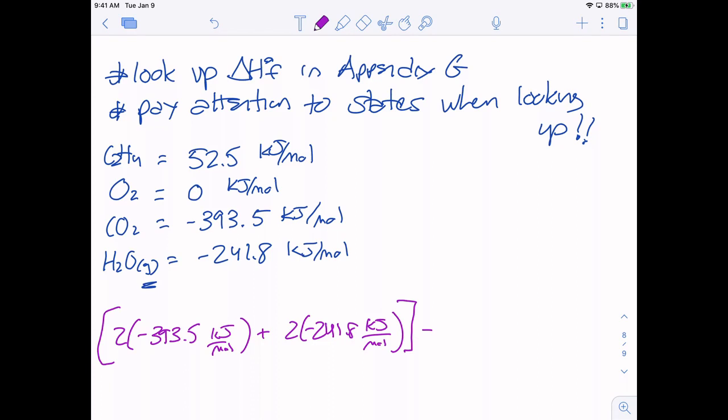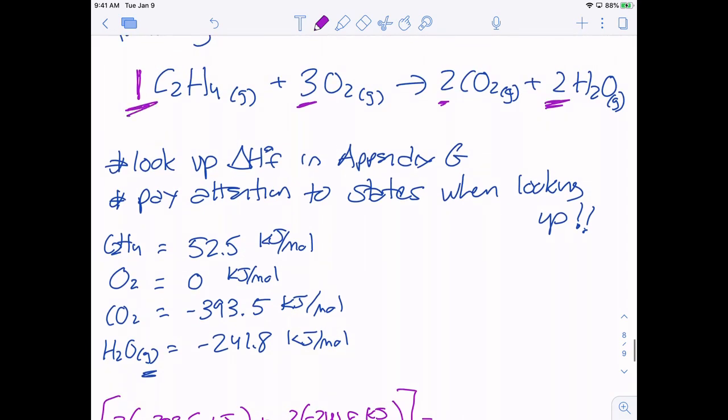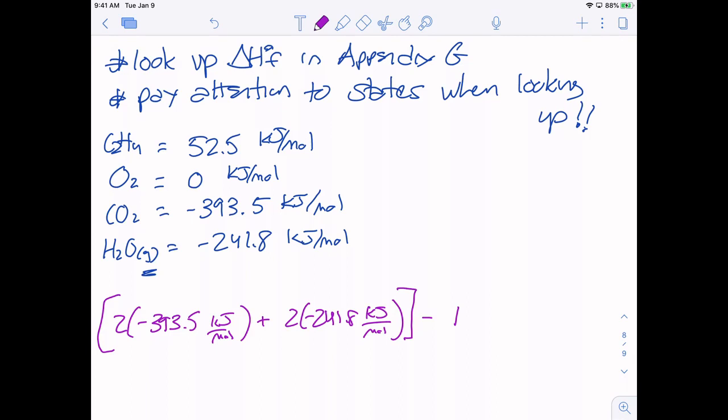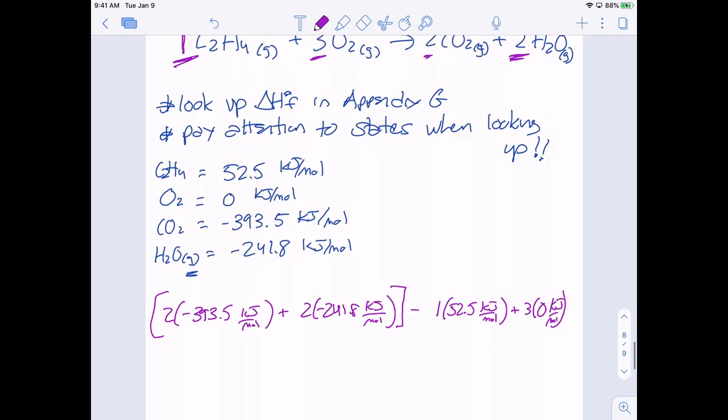And then from that, I'm going to subtract 1, because I have 1 mole, so 52.5 kilojoules per mole. And anything times 0 is just going to be 0, but I am going to add it here just so you can see. If you have one where it's not 1, I don't want you to skip it. I want you to see that it's the sum of all of them. So I'm going to throw the 0 in there, even though mathematically it makes no sense. So kilojoules per mole. And I'm just making it smaller so you can see the brackets because I ran out of room. So sum of the products minus the sum of the reactants.